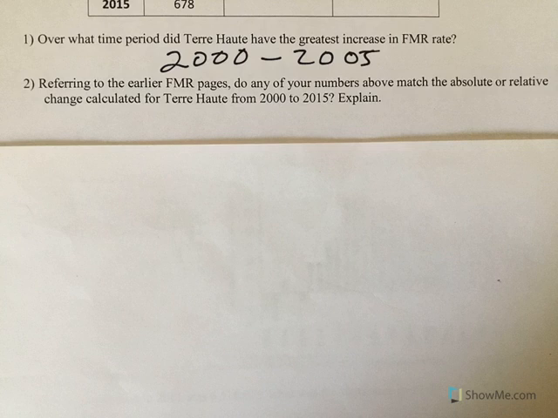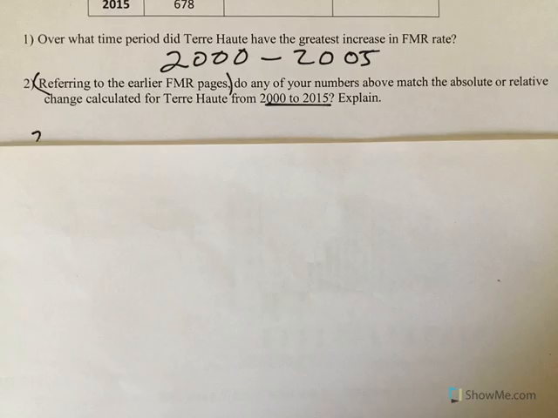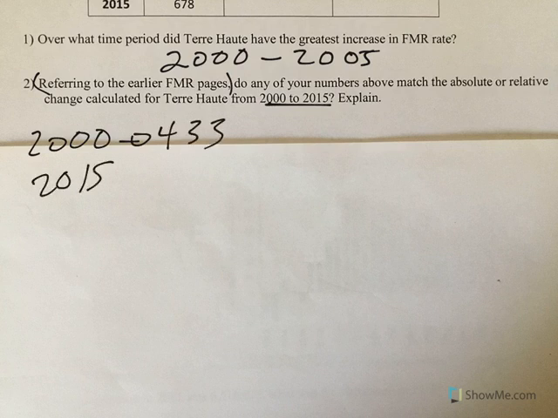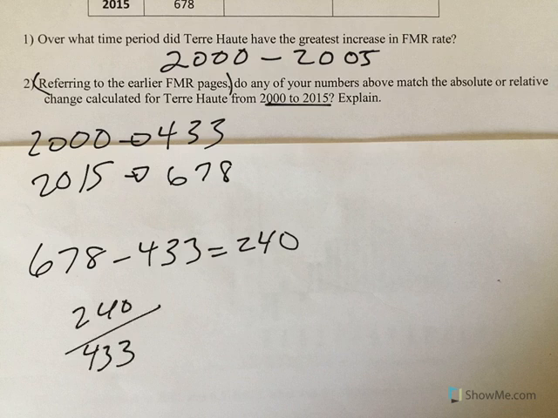Referring to earlier FMR pages, I'm not really sure about any of this, but if we just calculate the absolute and relative change from 2000 to 2015, that gives me 2000 is 433 and 2015 is 678. So the absolute change is 240, and the relative change would be 240 divided by 433, which is 56.6%.